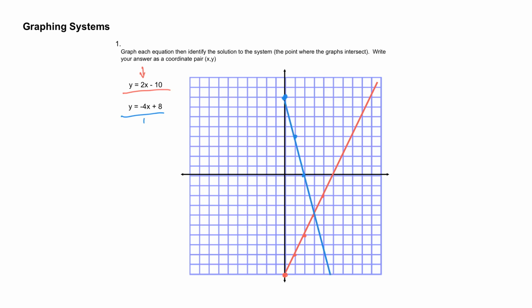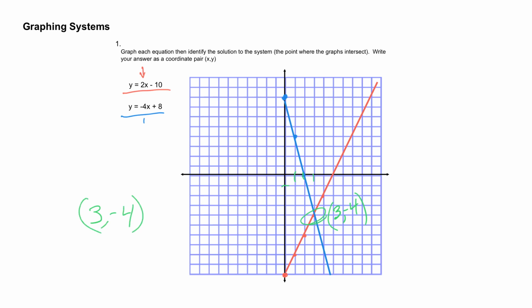And once I have that line done, finding the solution to them is pretty easy. It's the point where they cross. And it looks like that point is at 3, and then it's down 1, 2, 3, 4. So it's 3, negative 4. But I just can't assume that. I have to test to see if 3, negative 4 is the answer.